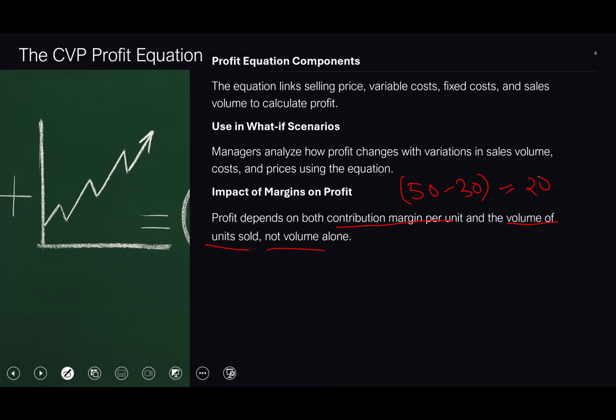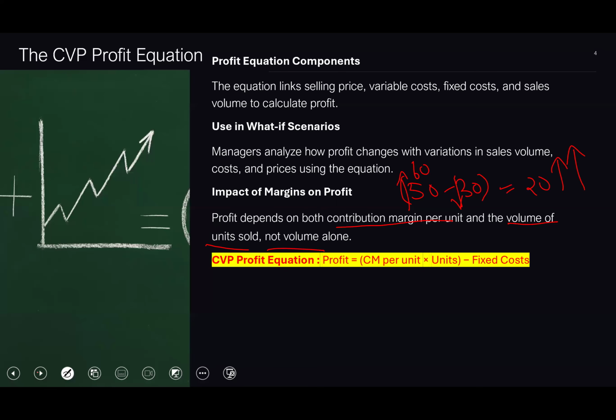If all other things remaining the same, suppose the price at which you can sell goes up to 60, then your contribution margin will become higher. Similarly, all other things remaining the same, if your variable cost comes down to, let's say, 20, then your contribution margin will go back up. So this is what it means to say that different numbers are going to lead to a different profit, but the basic profit equation always is the same: (P minus V) multiplied by Q, minus F.